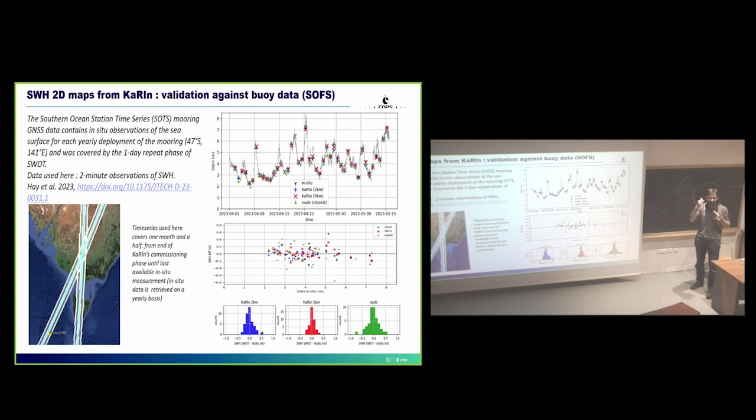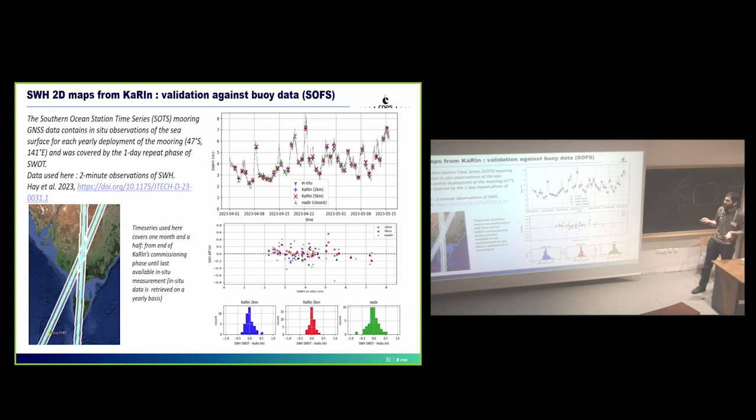SWOT was first put, for 6 months, on an orbit where it was revisiting the same areas every day. Then it was moved to what we call the science orbit, which has global coverage, but of course you don't get to see the same points as often. But because this was under the 1-day phase, for every day we essentially have a co-located measurement between SWOT and the buoy. And so this is the time series.